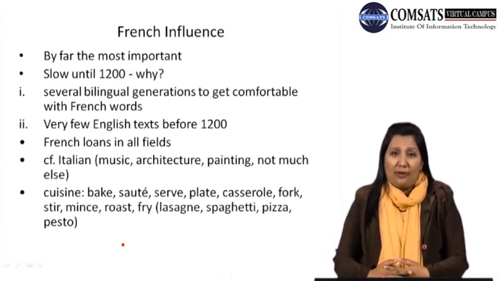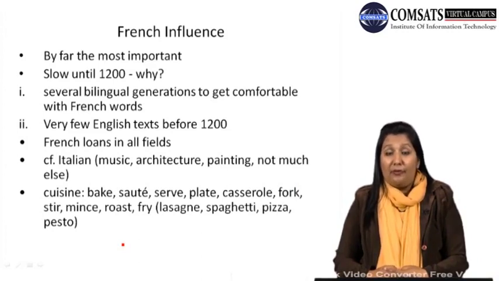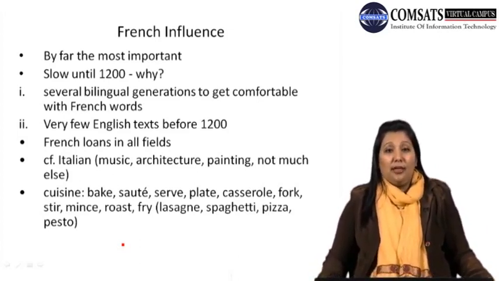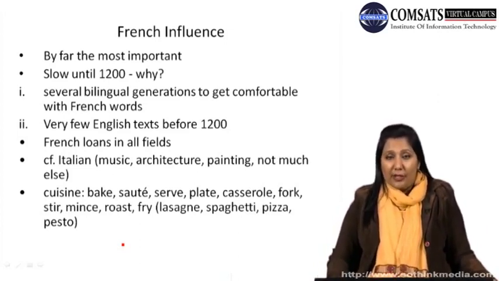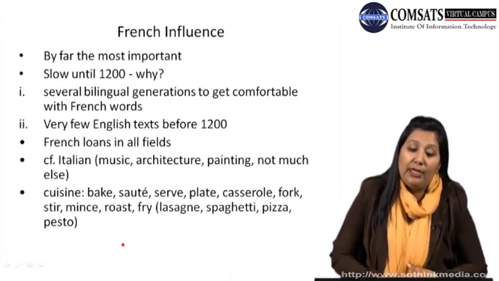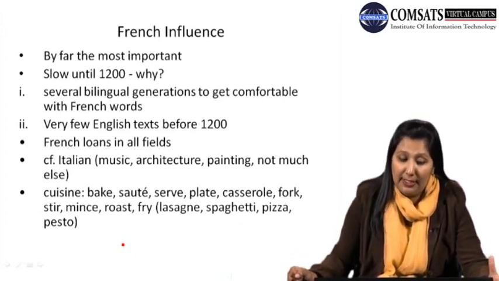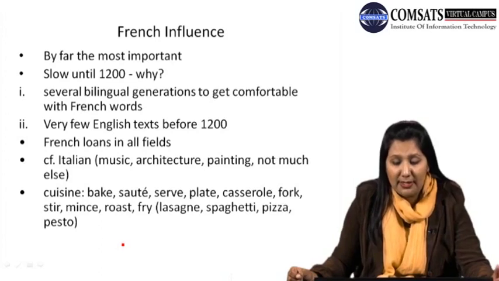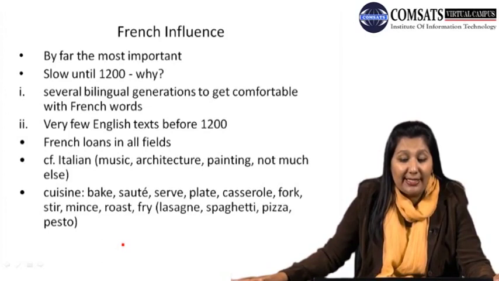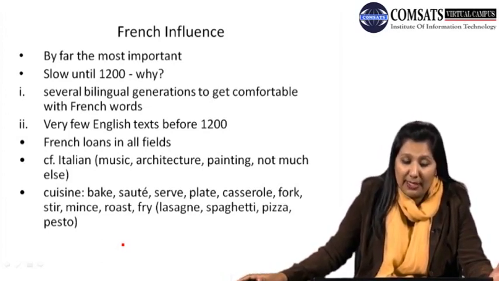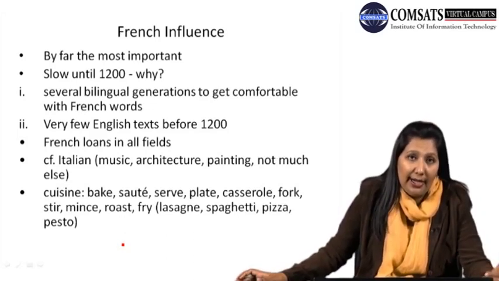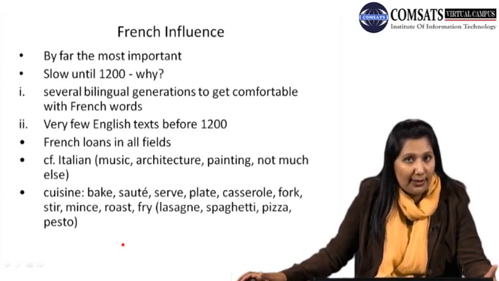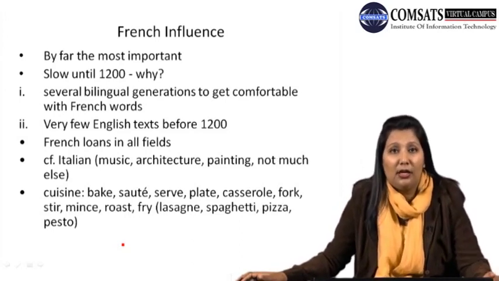Another reason: very few English texts before 1200 have been found. Almost all the texts were in French, Latin, or languages other than English. French loans in all fields. We will notice that French words are found almost in all the fields of English. For example, music, architecture, painting, and words related to cuisine: bake, suit, serve, plate, casserole, fork, stir, mince, roast, fly, etc. Spaghetti, pizza, pesto. These are words that have made an influence on English, and they have been added as perhaps native words. Spaghetti is there, pizza is there. This is what we have been using all the time, and these words have come from the French influence in the English language.